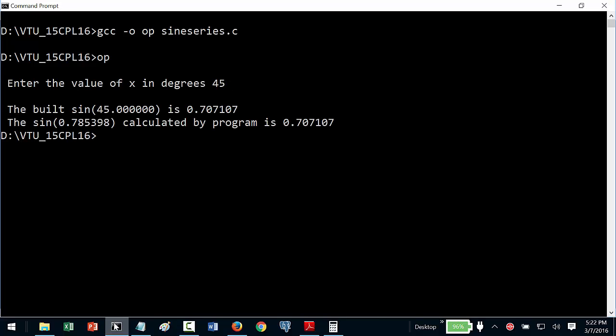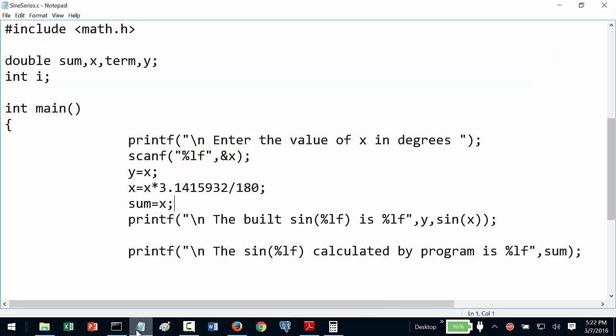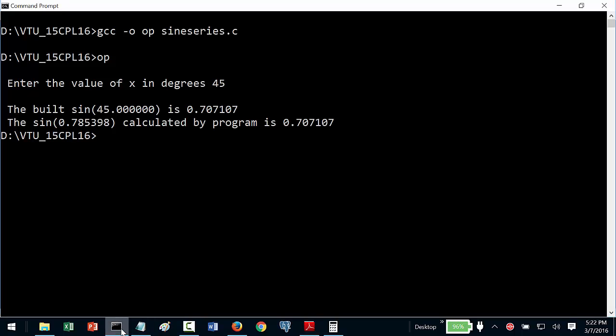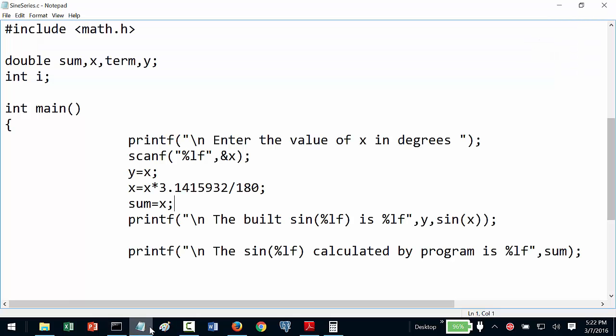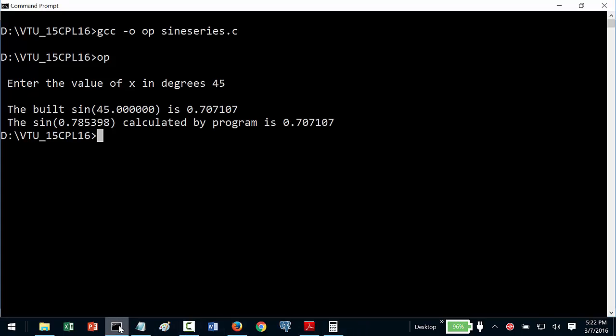I give 45, if you see. Okay, so wow, not bad. It's straight away giving us the direct value. Sine of 45. So I was supposed to take here y. Oh, I'm sorry, this should be y and then it should be sum. Okay, small goof up there.